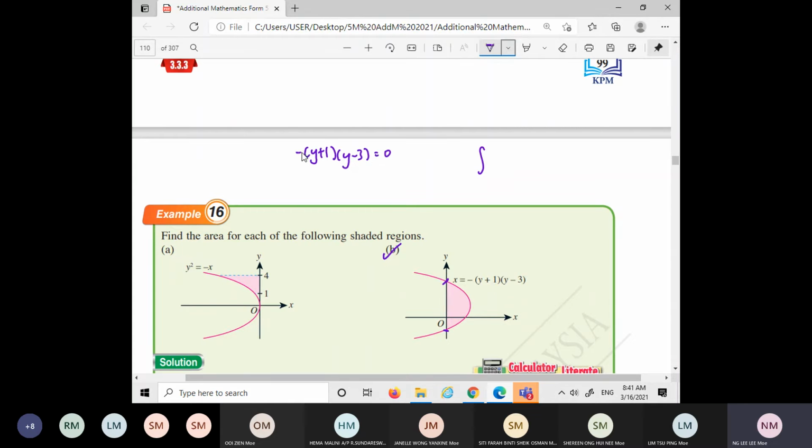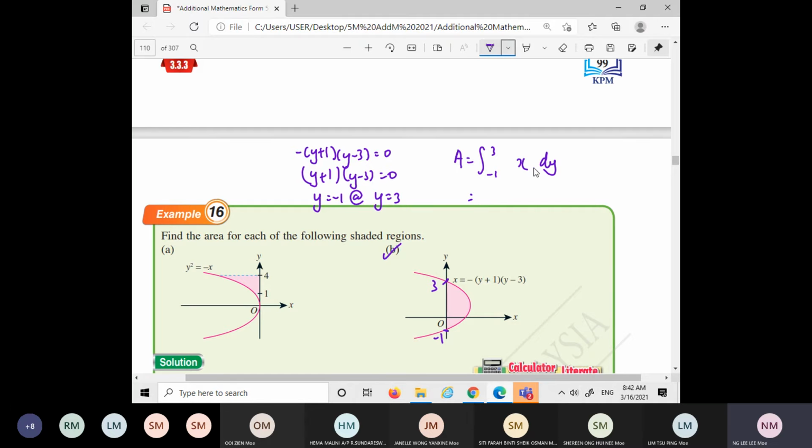equals to 0. The negative moves to this side. Negative 0 is still 0. Therefore, y is negative 1, and then y is 3. Therefore, this is 3 and this is negative 1. So my integration will be from negative 1 to 3. Because this is taking from the y, it should be dy, and then here is x.